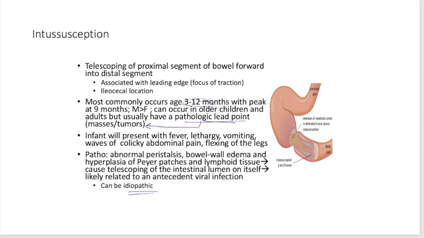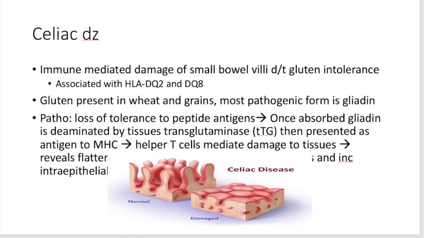We're going to spend a little time with celiac disease, as this has been growing in the number of people manifesting it. Celiac disease is an autoimmune process, and it results in damage of the small bowel villi related to gluten. It is associated with the genes HLA-DQ2 and DQ8.